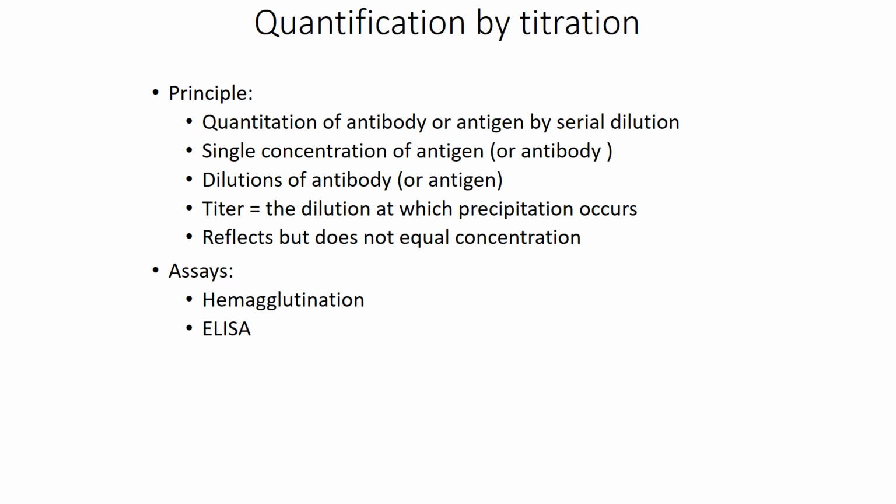Those of you who have taken chemistry know what titration is. It's basically serial dilution of the antigen, and then you measure the antibody, keep dropping it at different levels, and wherever it reacts and turns into a precipitate, you identify that concentration as your actual amount. It is not the actual concentration, but it's pretty close to that. And the methods that use these are hemagglutination and ELISA.